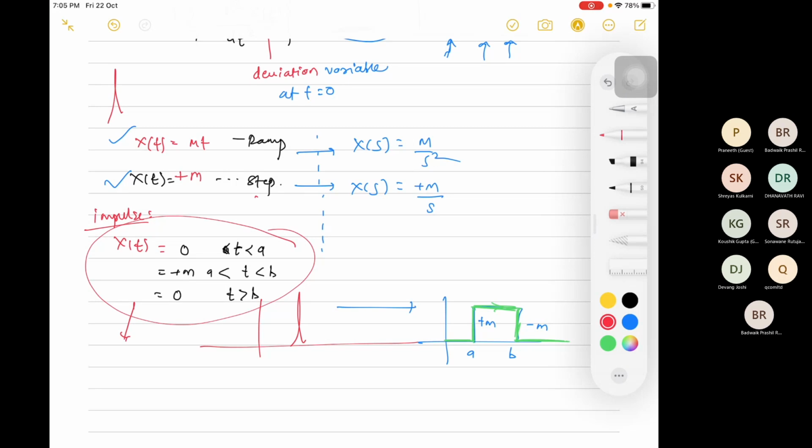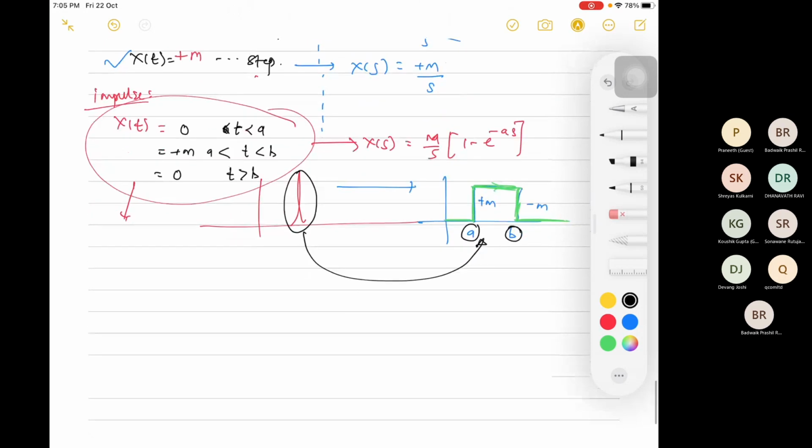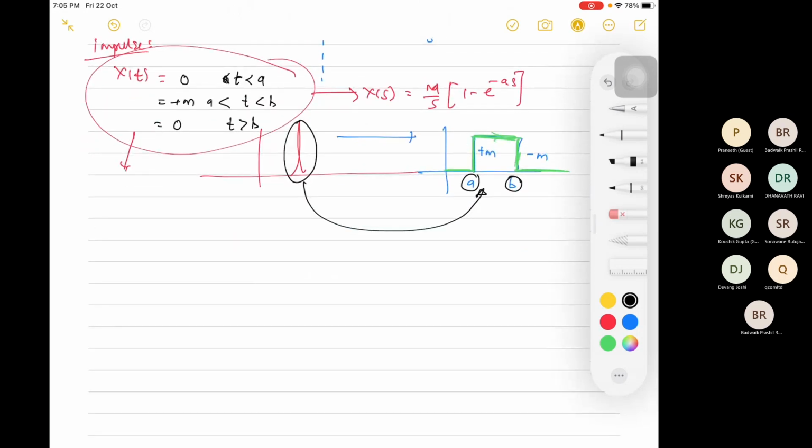And if you do integration and other steps, you are going to get capital X of s as m by s times (1 minus e to the power minus as). This kind of response you are going to get. I'm just expanding this for a short time and taking the limit a to b. I think you know this, everything is basics, and you must have already covered it in class.